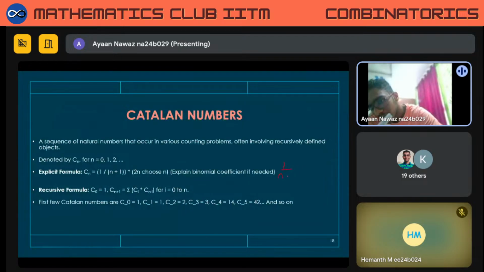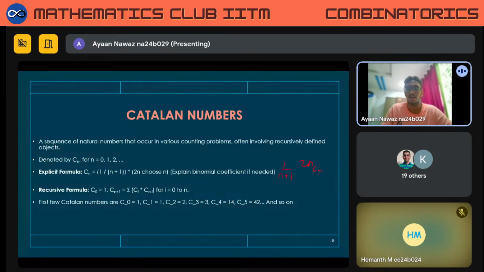This is a recursive formula for Catalan numbers. It is basically like you're trying to generate a Catalan number by using previous Catalan numbers. The first few Catalan numbers are C0 is 1, C1 is 1, C2 is 2, C3 is 5, C4 is 14, and C5 is 42, and so on.